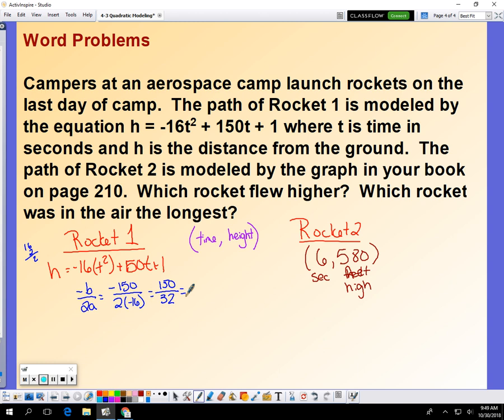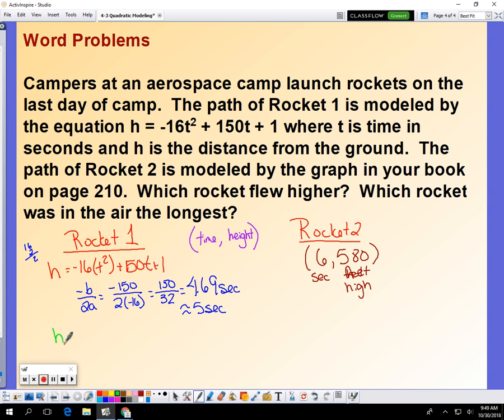So when you do that, what did you get? You should have 4.69 seconds. If you wanted to round that into a single second, you'd have approximately 5 seconds, right? So then how high is it? Well, remember, how do you find that y-coordinate? You have to plug that back into the original equation.